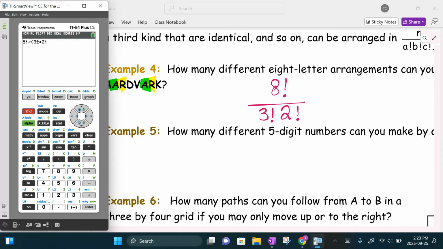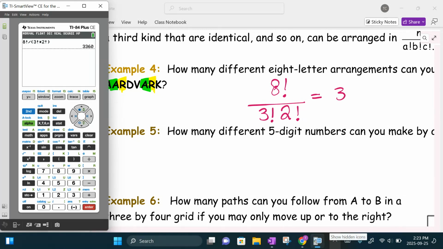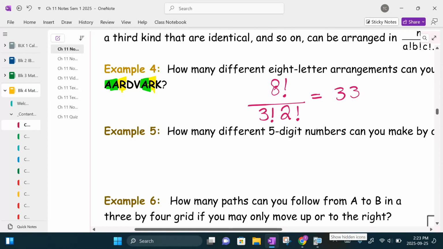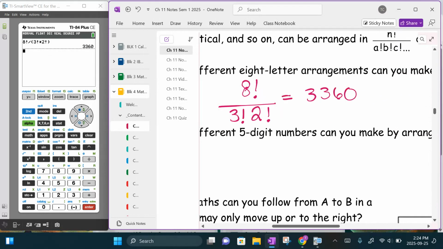you bracket the bottom, right? And then you'll be good. I just think 8 factorial is already a big number, so that broke it down quite a bit. Just to show you, if they were all different, there's over 40,000. So having those repeating letters breaks it down a lot.